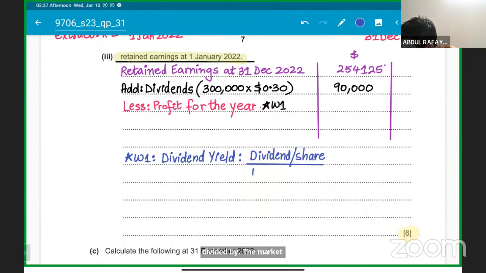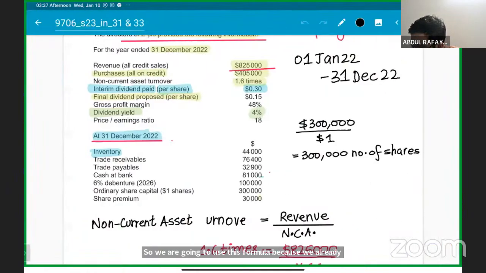What is the market value per share? This is the formula for the dividend yield. We are going to use this formula because we already know the dividend per share. Sir, I already know the dividend per share: one is 0.3 and the other is 0.15.